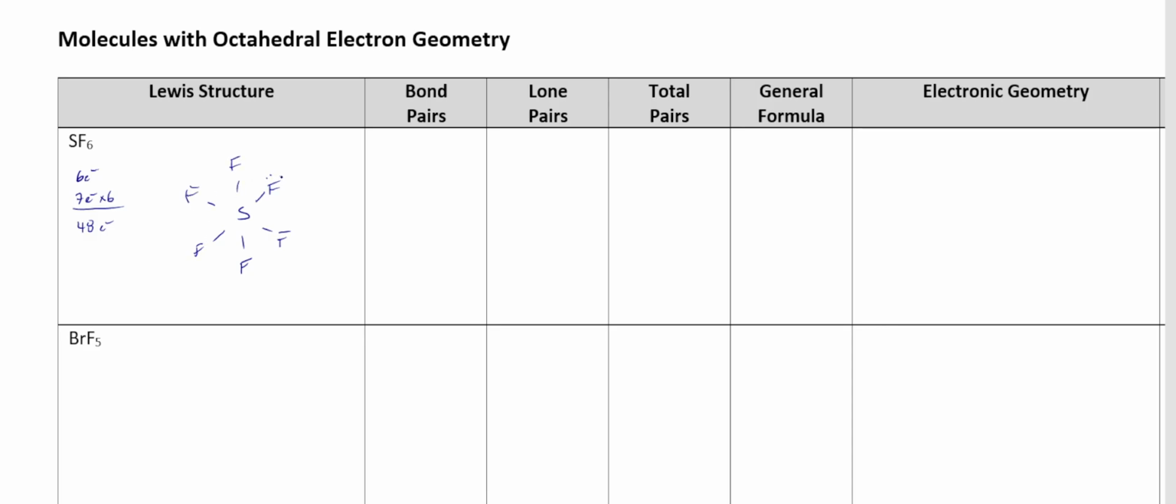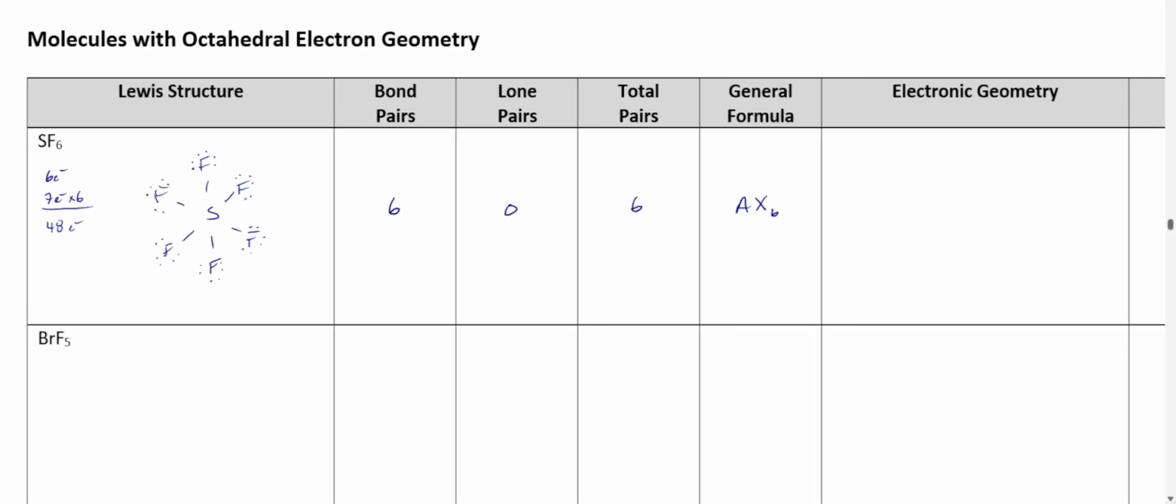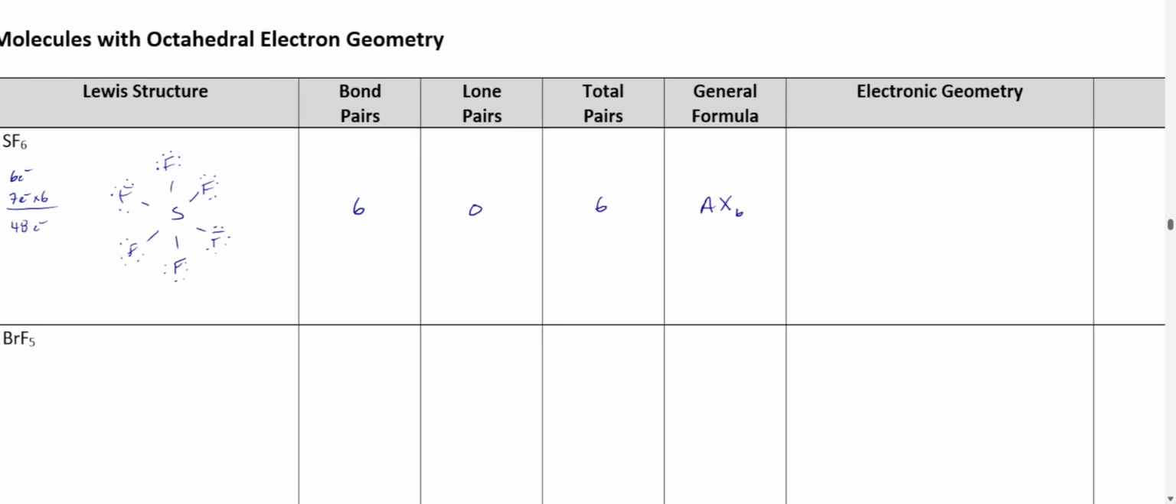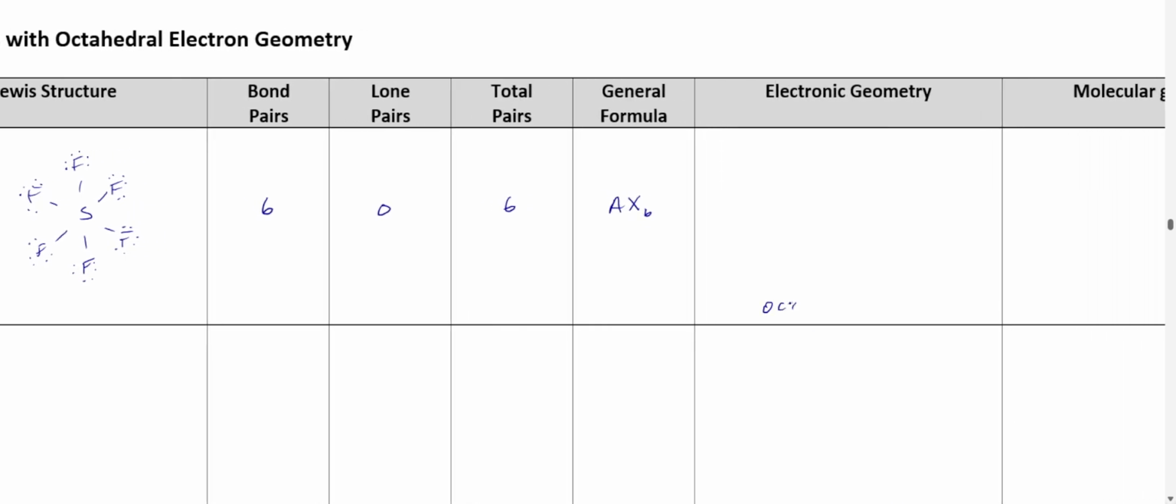Okay, and then I put my lone pairs all around it. And as we can see now, I have a total of 48 electrons placed. My bond pairs is 6, my lone pairs is 0, my total pairs is 6, and my general formula is AX6. Now the electronic geometry, as we can see just by the title of this right here, is octahedral.